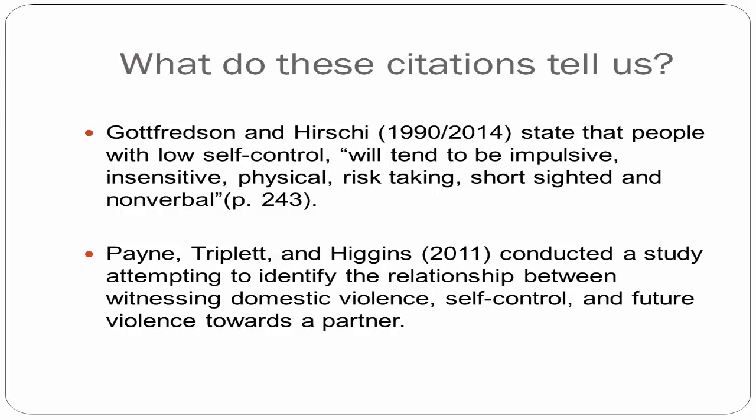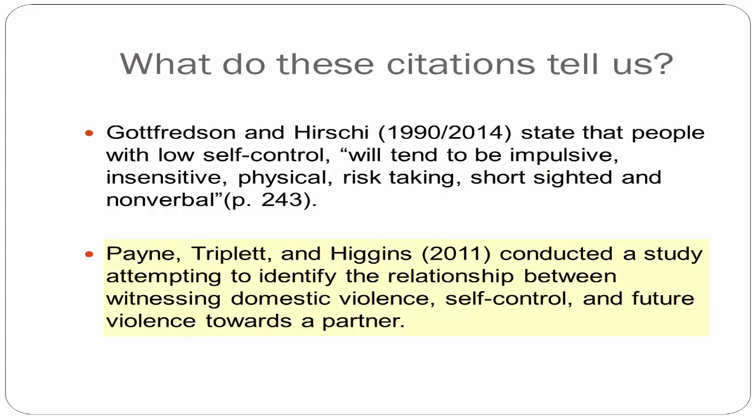So now we're looking at citations. What do these citations tell us? Well, the first one, Gottfredson and Hirschi, tells us that this is actually a direct quote, that the writer of this paper is quoting Gottfredson and Hirschi's original 1990 work that was republished in 2014, and this is the page number in the 2014 text that they are quoting.